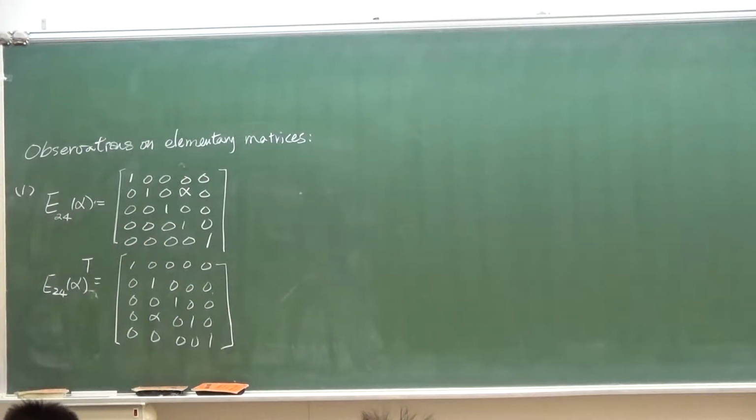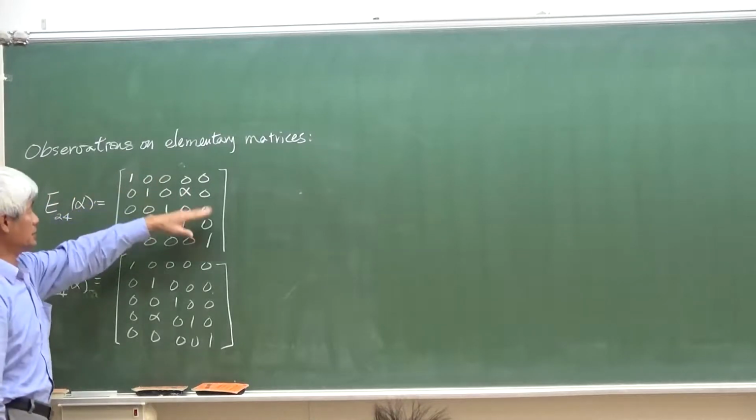First of all, before I state the next theorem, I will make some observations on elementary matrices. You see this type of elementary matrix, according to the replacement operation. So you actually add a multiple of row 4 to row 2, right? So this is the matrix.